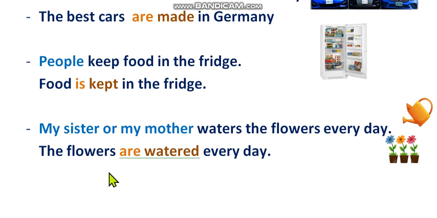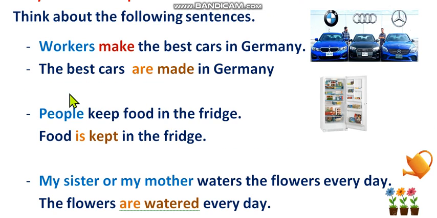So now we know that we started with the object because that's what we are interested in. The flowers are watered every day. Now the sentence is shorter and simpler. Food is kept in the fridge. The best cars are made in Germany.